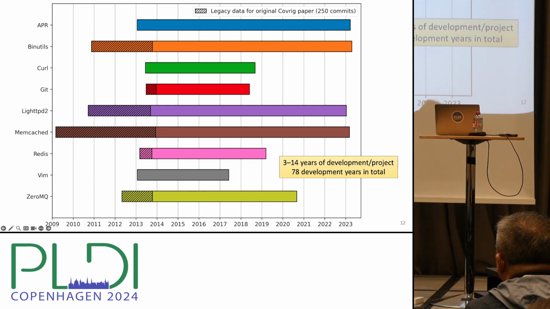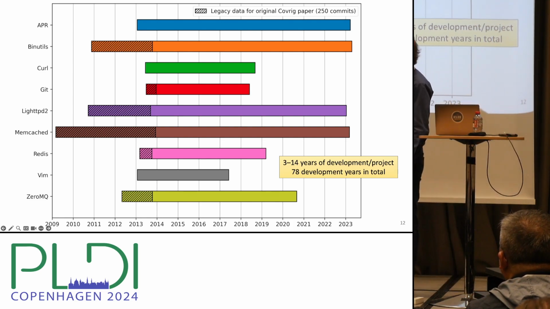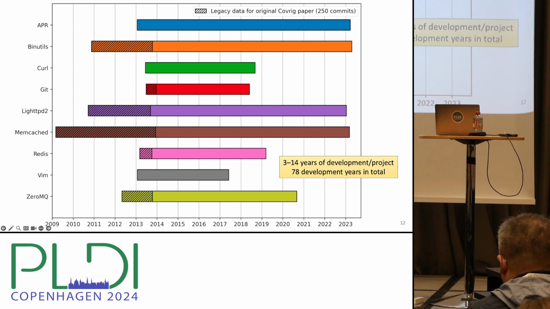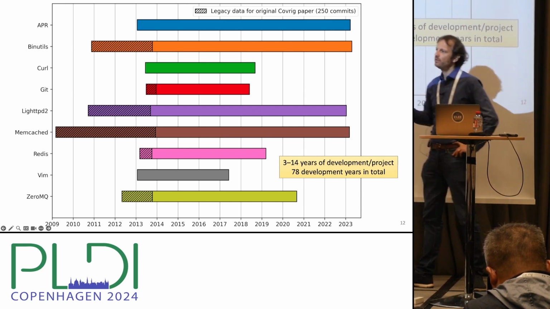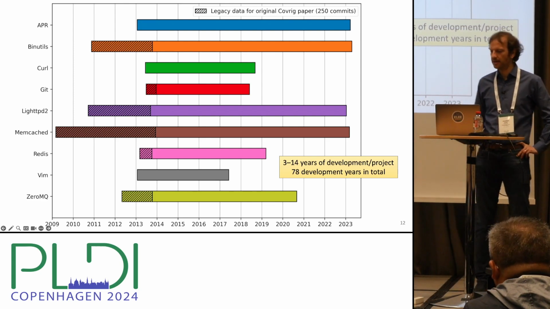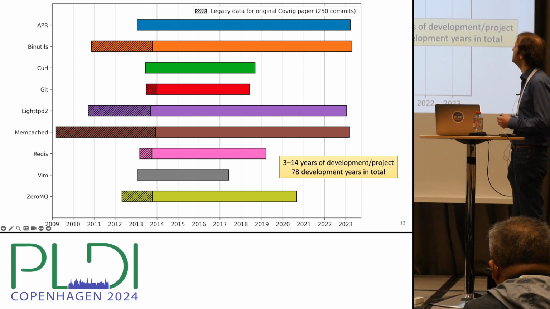So these are the time spans that we considered in this study. The hashed areas to the left are the ones that we considered 10 years ago. The rest is since then. And we have 3 more systems where they don't have any hashed areas. So in total, we looked at between 3 and 14 years of development time per project for a combined 78 years of development time. So quite a lot of data.